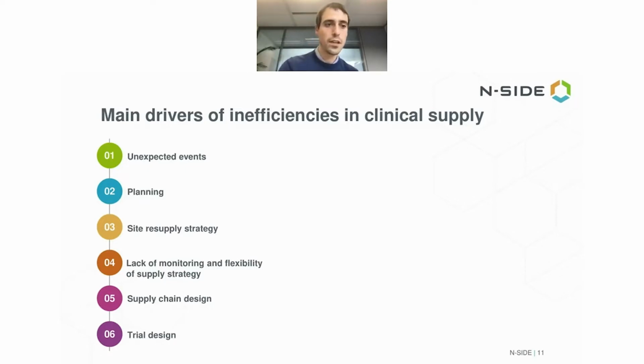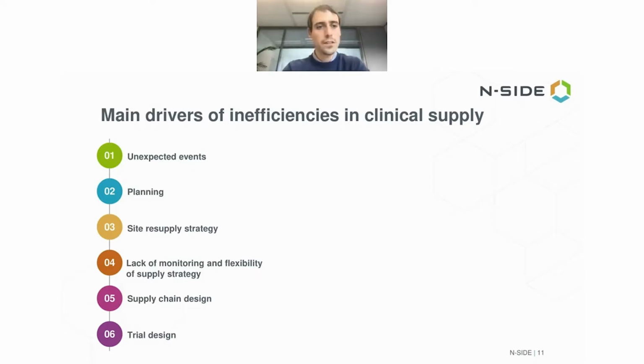The first one is linked to unexpected events. So delays in the recruitment, Brexit, COVID, dose levels, titrations that are not ending at the dose level that you were expecting. So all those unexpected events are generating some waste. Then we have everything related to planning. How do you plan your quantities? Do you use an Excel sheet? If so, what kind of overage do you apply? 100%, 150? It depends. So the forecasting and planning aspects is obviously generating a lot of waste.